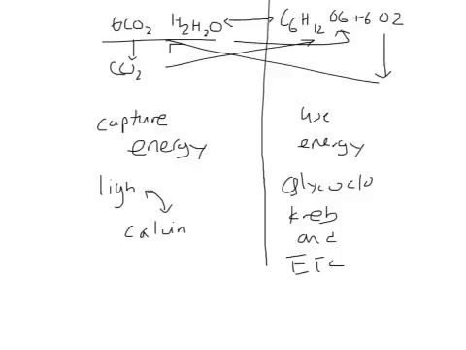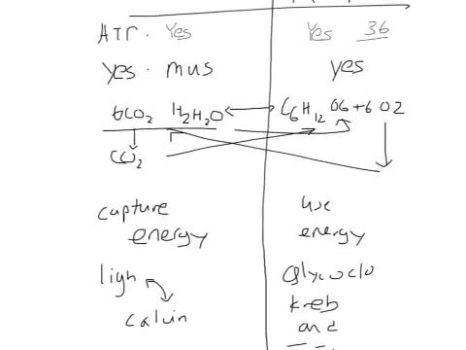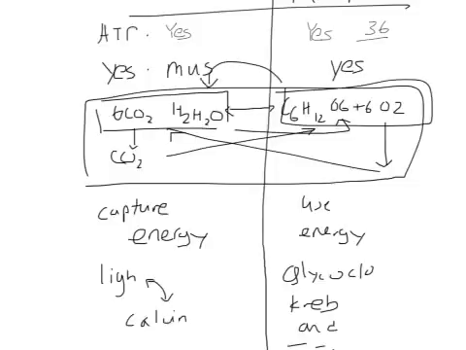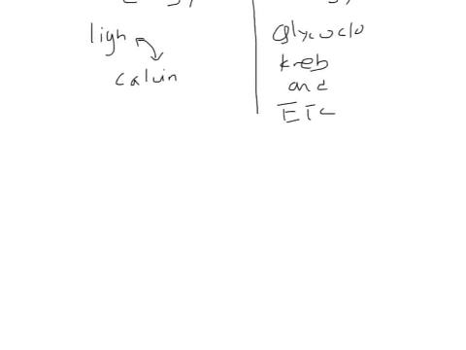Now, as we discussed before, these reactions are all reverses of each other. So, what would the product be of photosynthesis? It will simply be C6H12O6 plus 6O2. And the products of cellular respiration is simply 6CO2 and H2O. Now, let's keep extending this chart.